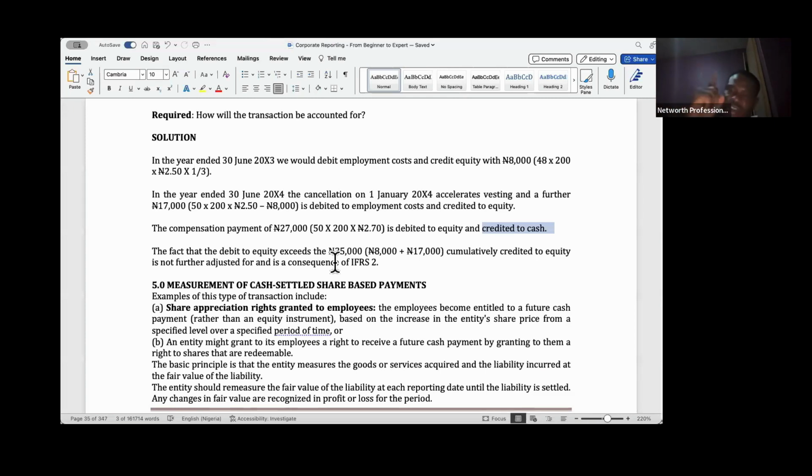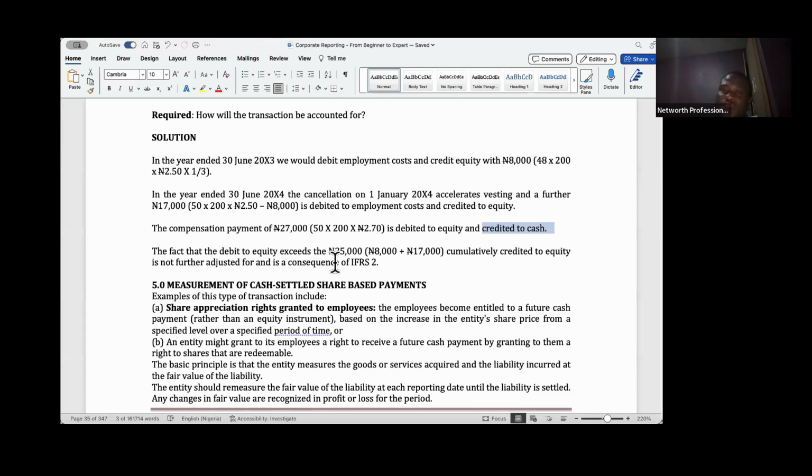So number one is this. The fact that for cash settled, what the employer or the buyer is going to pay ultimately is cash.